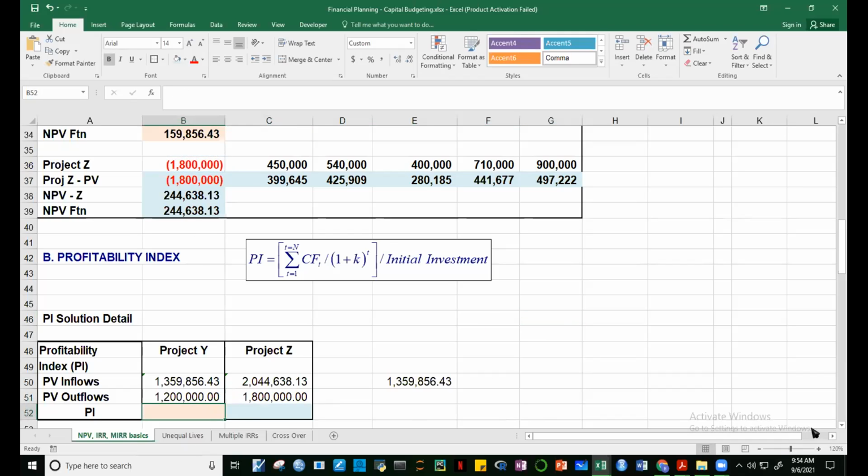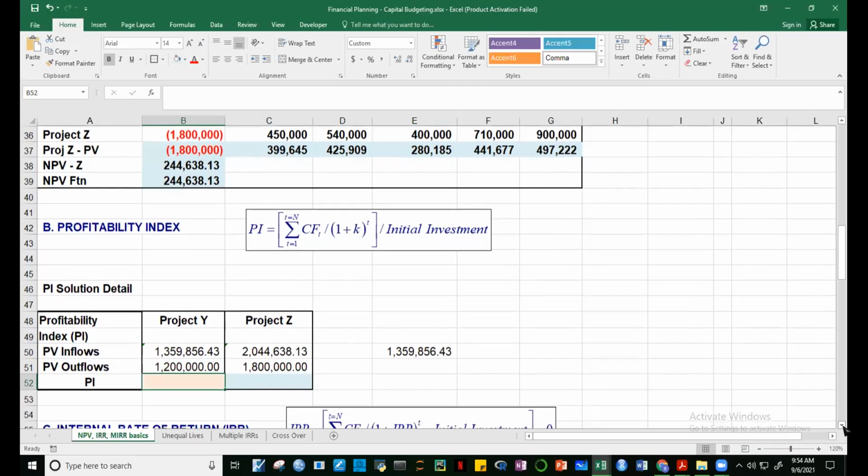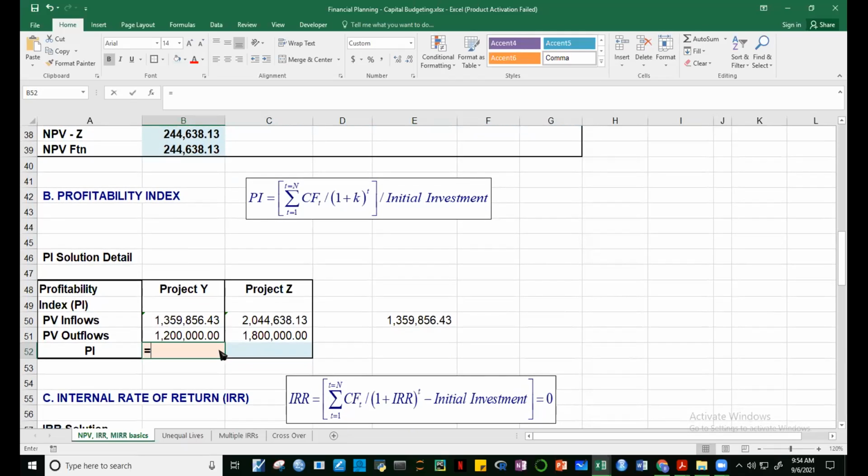Okay. Now we're ready to compute for the profitability index. Ang profitability index, guys, kinukuha lang natin yung magkano yung present value ng inflows per 1 unit, 1 peso, 1 peso outflow.